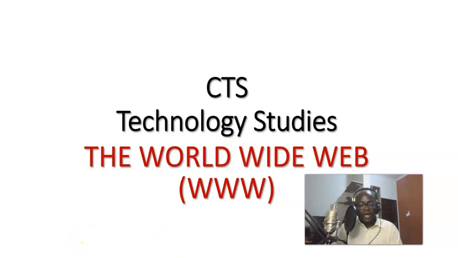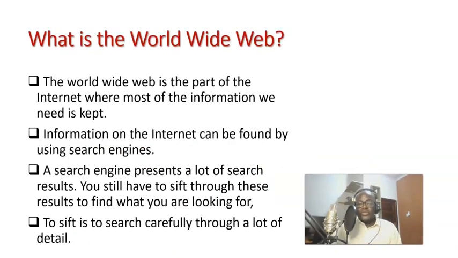Okay, so let's see what we've got. Obviously, the first thing is we want to know what is the meaning of World Wide Web. Now, the World Wide Web is the part of the internet where most of the information we need is kept. Remember, in the last topic in CTS, we looked at the internet. Now, the internet is a platform where you can access information. Now, this information is held or stored on what is known as the World Wide Web. Okay, that is how we can explain it in very simple terms. So it is the part of the internet where most of the information we need is kept.